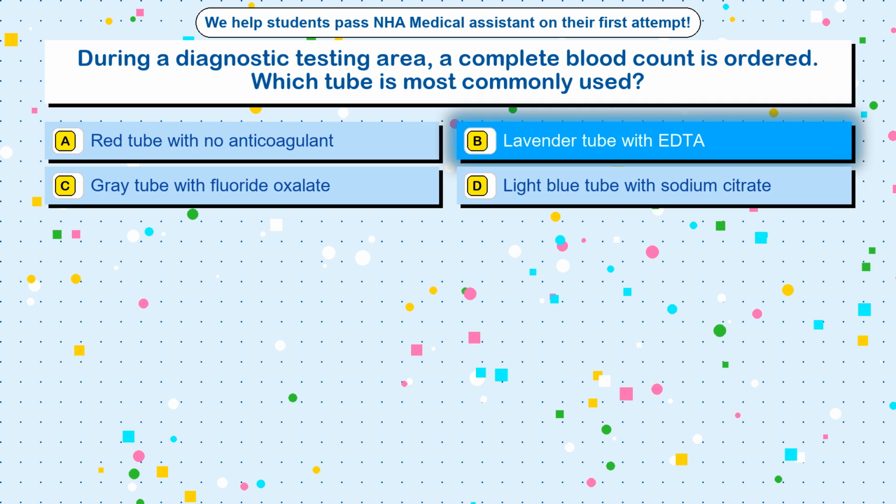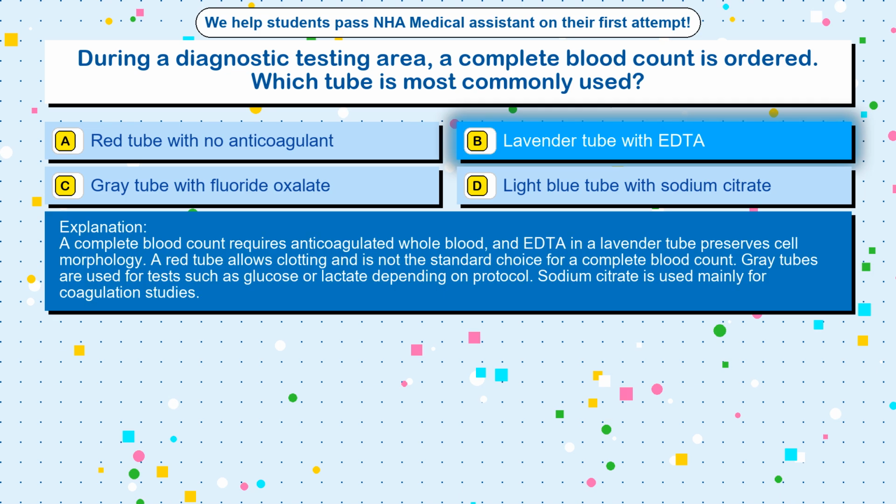Lavender tube with EDTA. A complete blood count requires anticoagulated whole blood, and EDTA in a lavender tube preserves cell morphology. A red tube allows clotting and is not the standard choice for a complete blood count. Gray tubes are used for tests such as glucose or lactate depending on protocol. Sodium citrate is used mainly for coagulation studies.